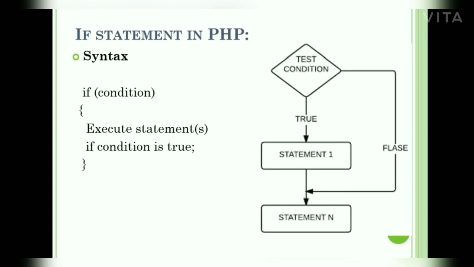If statement in PHP. This is the syntax for the if statement. If the condition is true, the set of statements will be executed. If the condition is false, the control will move to another part of the program. This is the flowchart for the if statement. If the condition is true, the set of statements is executed, otherwise it will go to the other part of the statements in the program.